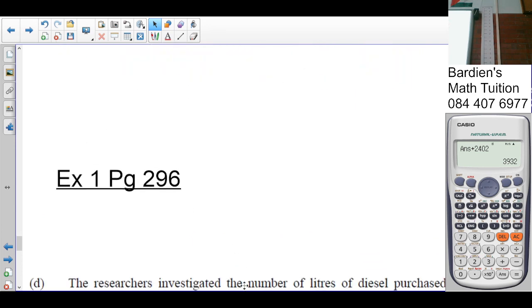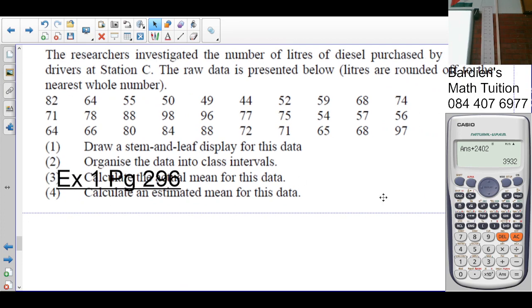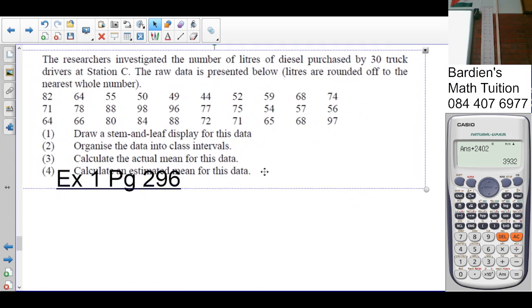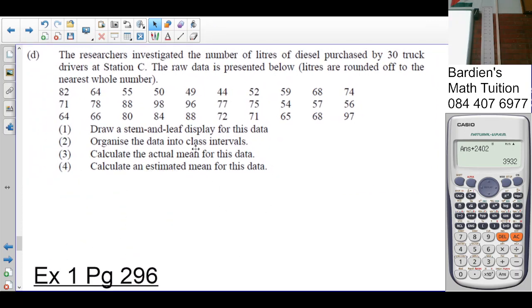Look at D. In D we are told the researchers investigated the number of diesel purchases. You guys know you get different types of fuel, no? Diesel, petrol, all of those things. The researchers investigated the number of litres of diesel purchased by 30 truck drivers at the station. The raw data is represented below. Draw a stem and leaf diagram.